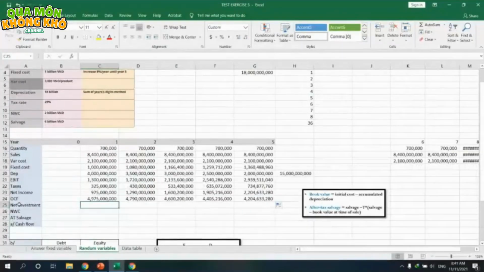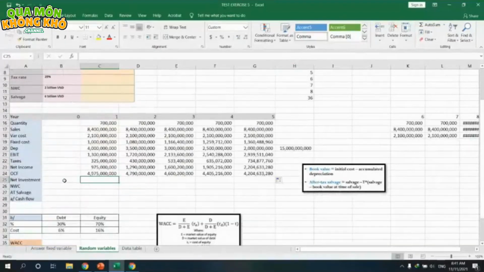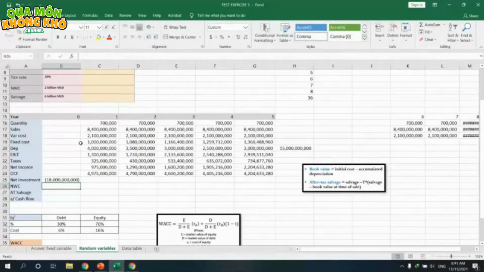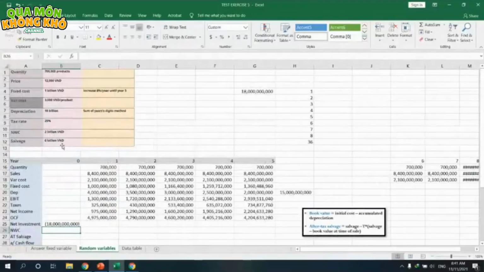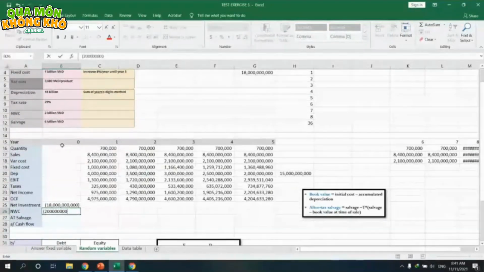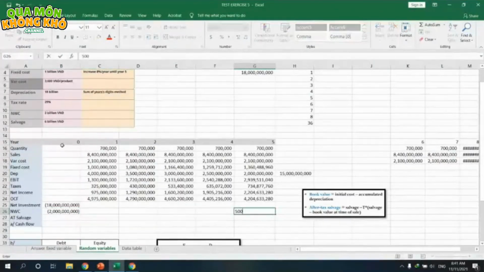For the net investment, or we can also call it the cost of machine, as I have said, the money you have to pay in the initial, so it is a negative number. It's minus 18 billion. The net working capital is 2 billion. And at the end of year 5, you will take the net working capital back.